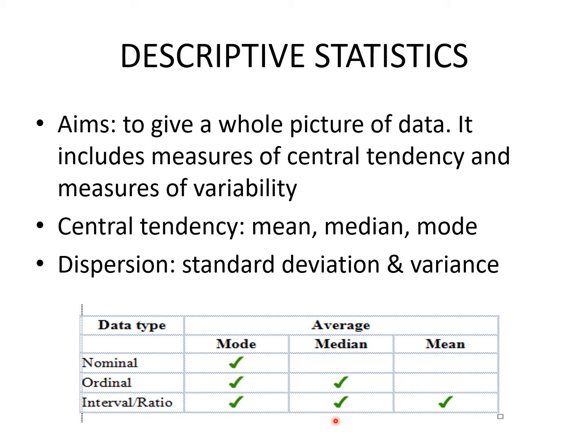Now let's come to descriptive statistics. As its name suggests, this method of analysis summarizes the information and gives a general understanding to help the audience understand the data. It includes central tendency and dispersion. Central tendency consists of mean, median, and mode, and dispersion consists of standard deviation and variance.